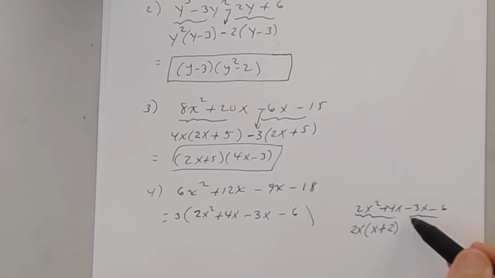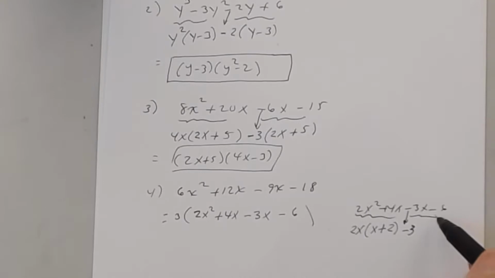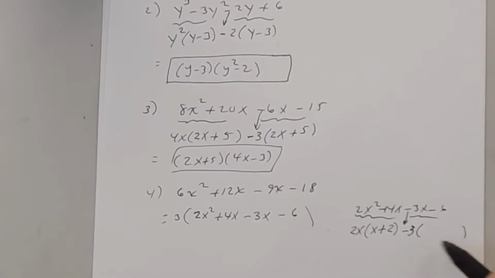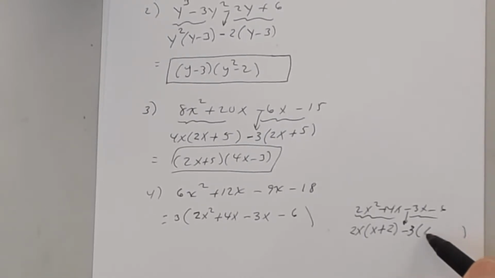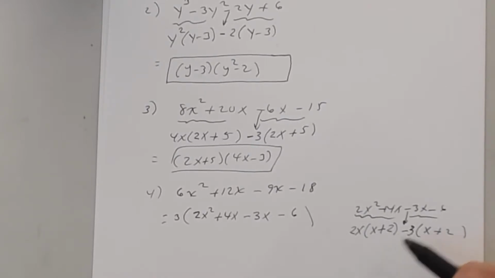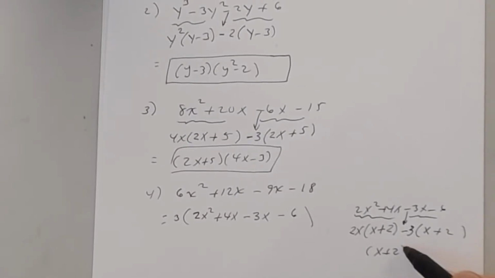From the second group, what are you going to factor out? A negative 3x? Just 3. 6 doesn't have an x. So negative 3 times what, though? What's in goes out of the parentheses? x plus 2. Because negative 3 times x is negative 3x. Negative 3 times a positive 2 is a negative 6. If you do this correctly, those two should be the same. So I'm going to factor out the x plus 2. And what do you end up with?